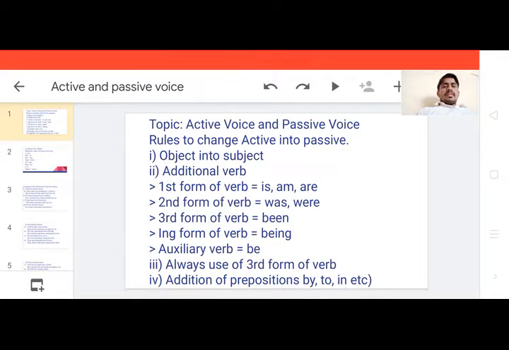This lecture is for class 8 from chapter number 1, language focus 2. Today our topic is active voice and passive voice.